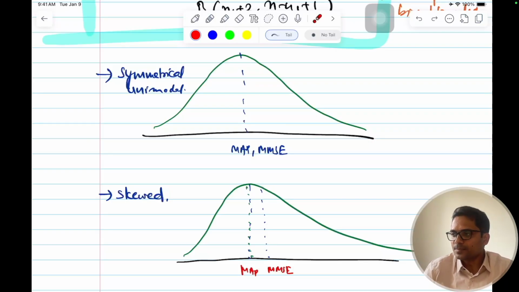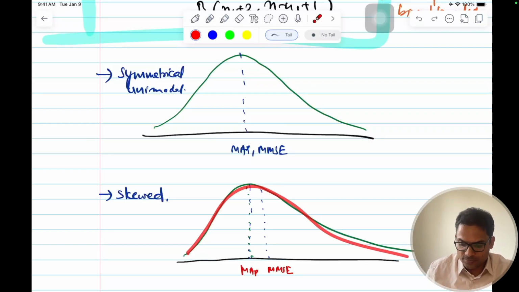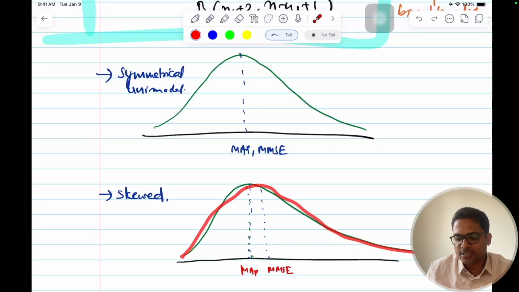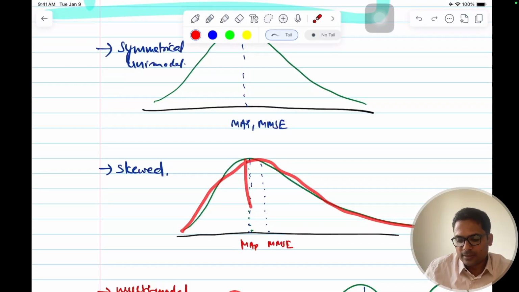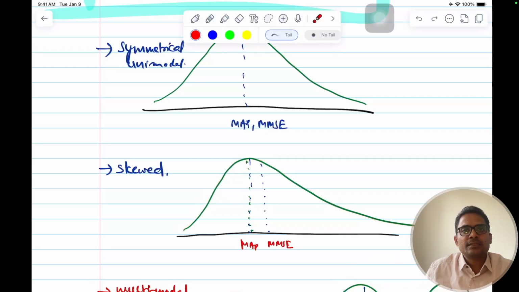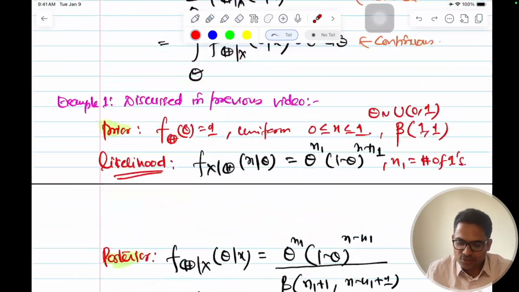So that's the thing, especially whenever this posterior distribution is skewed, or if it is multimodal, then always go for MMSE, because that is a more robust metric than MAP, okay. I hope this is clear, okay. There's lots of information. Just do a quick revision of what we have done.